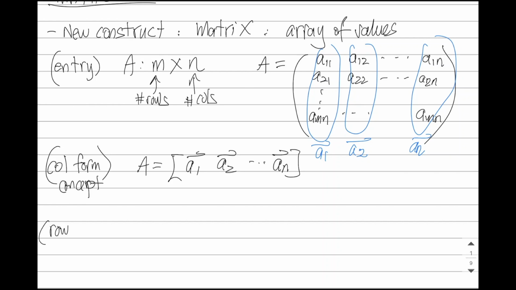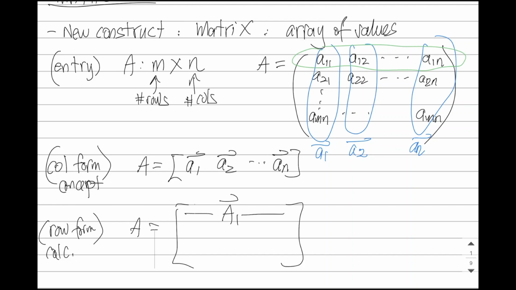Now there's another form that we are going to use as well. We're going to use row form. Row form is mainly for calculations, but it will simplify a lot of what we do. Instead of talking about the columns, we are going to take the rows. That top row up there, I'm going to put a capital A1 with the vector symbol, and I'm going to put these horizontal lines to really emphasize to you it is a row vector. It's a sideways vector. Because this matrix is m by n, the very last row will be a subscript m.